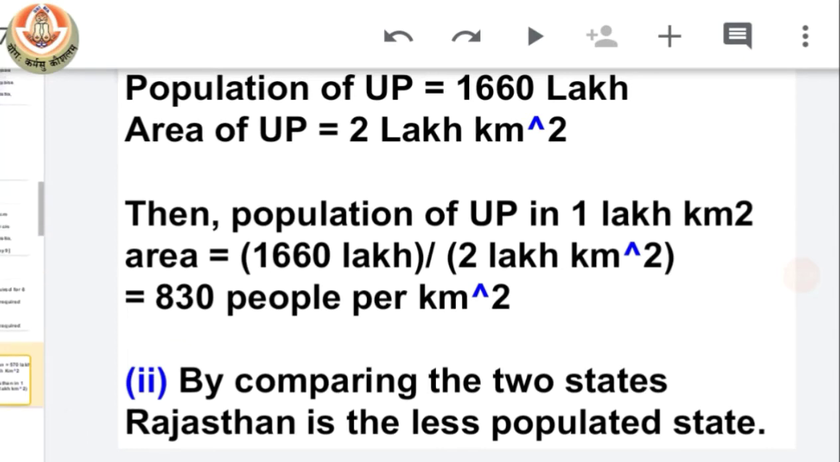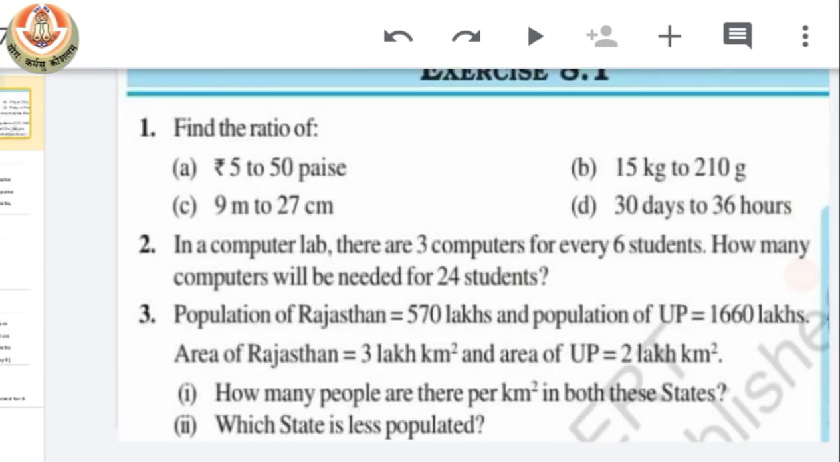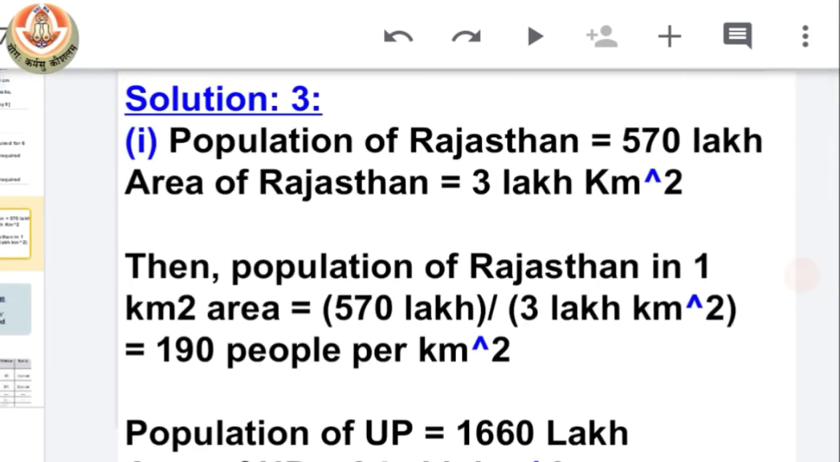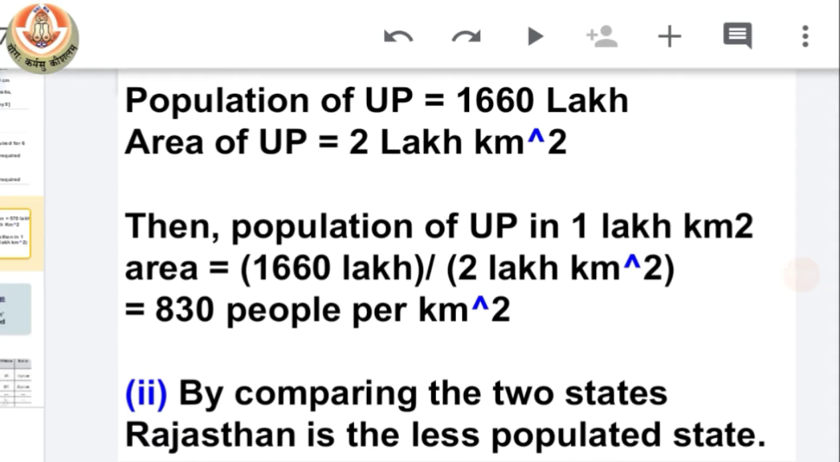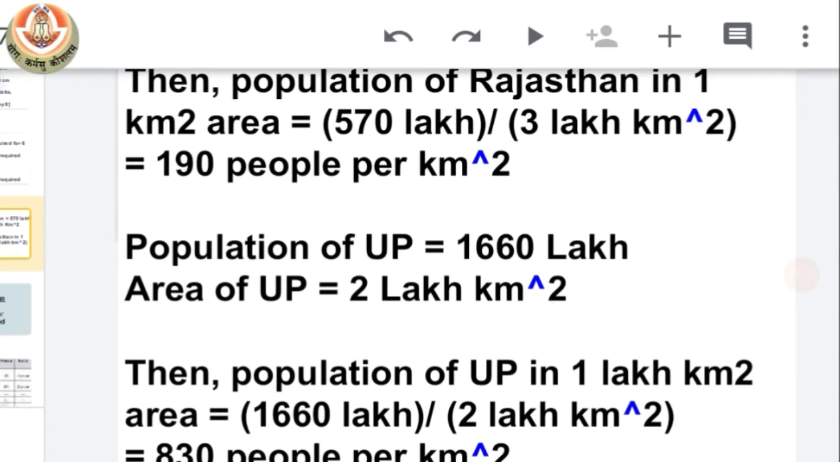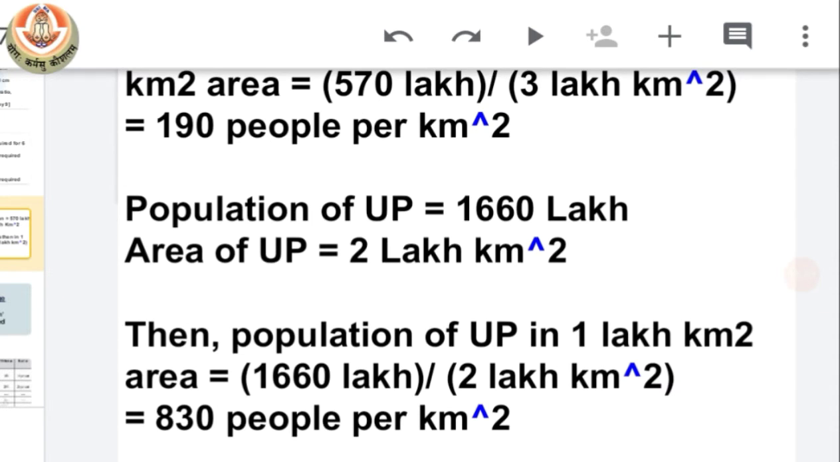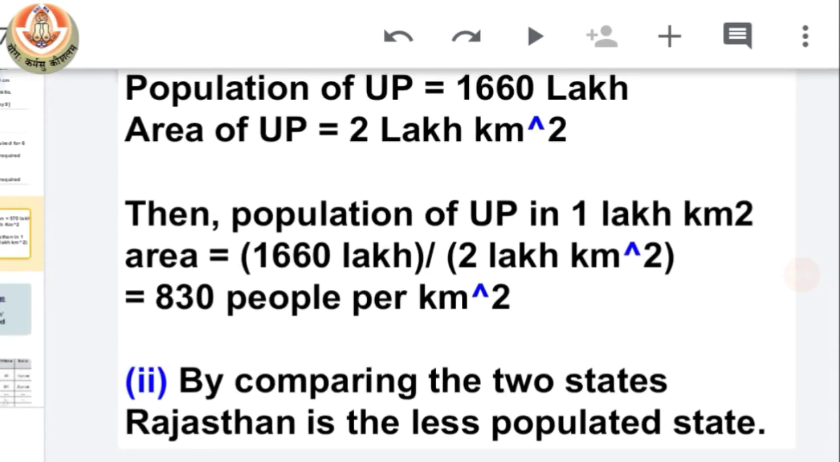Now let's see what is the second part of this question. Which state is less populated? So you can see that the population per kilometer square in Rajasthan is 190, whereas in UP it is 830. So we can easily see that per kilometer square the population is more in UP. So in comparison between the two states, Rajasthan is less populated, whereas UP is more populated.